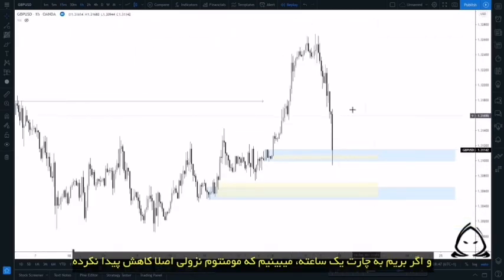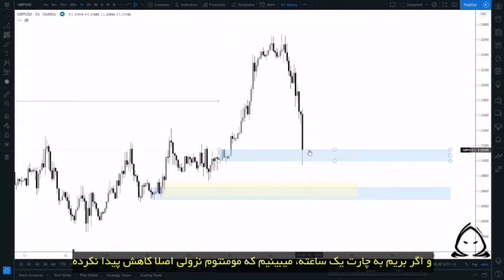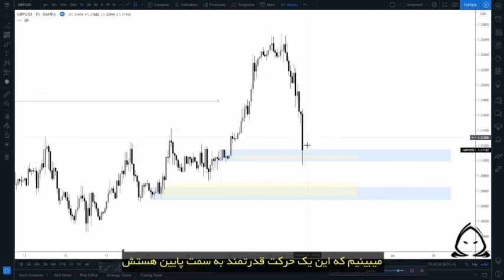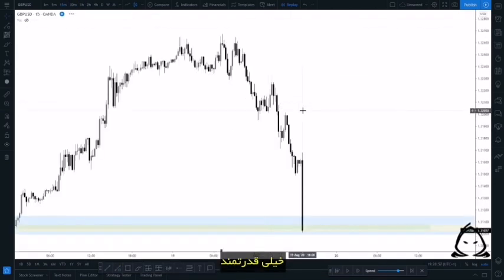And if I just move to the hourly chart, we can see that the bearish momentum has not slowed down at all. We can see that this is one large consistent move to the downside, very strong.